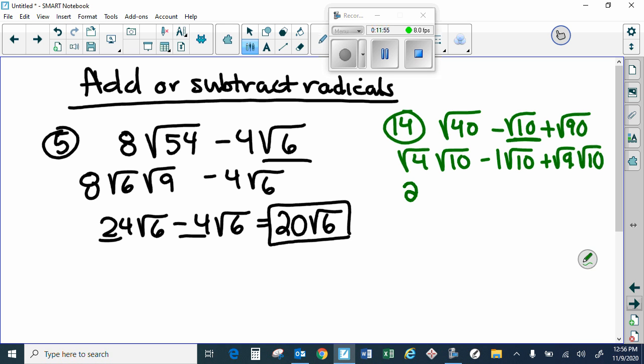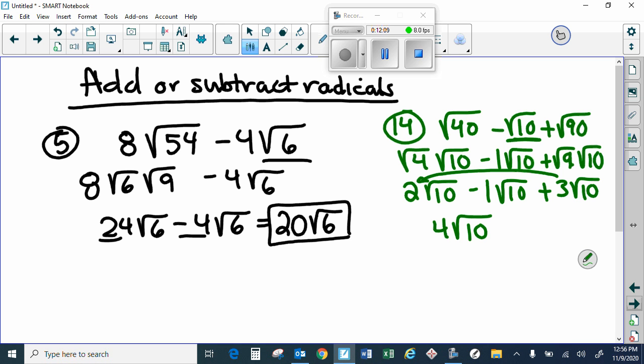So then I get 2 root 10 minus 1 root 10 plus 3 root 10. And so I can go 3 plus 2 is 5, minus 1 is 4 root 10. Remember, the root doesn't change, just like the denominator. When I add or subtract fractions, I'm only adding and subtracting my coefficients. Okay?